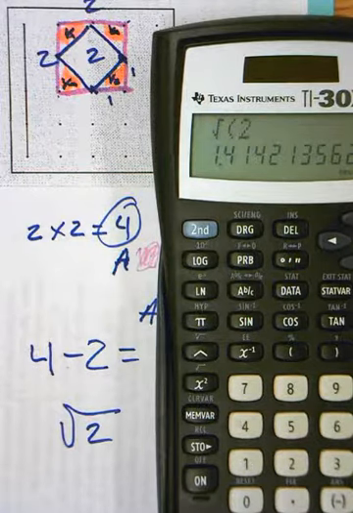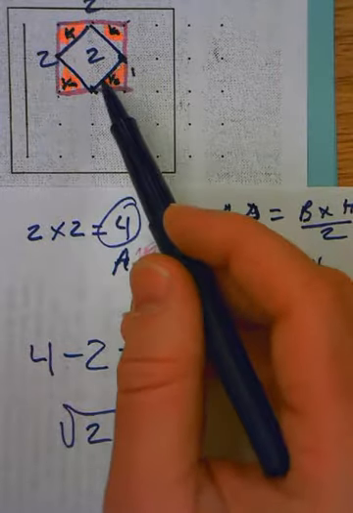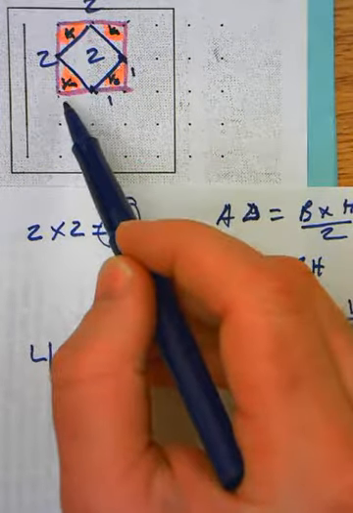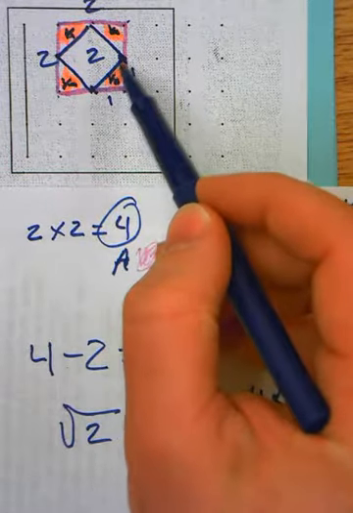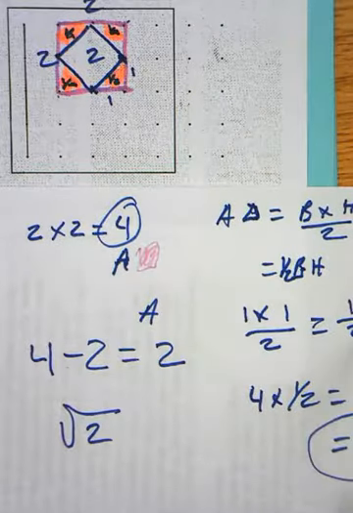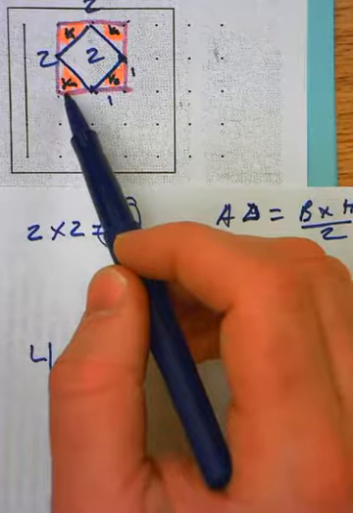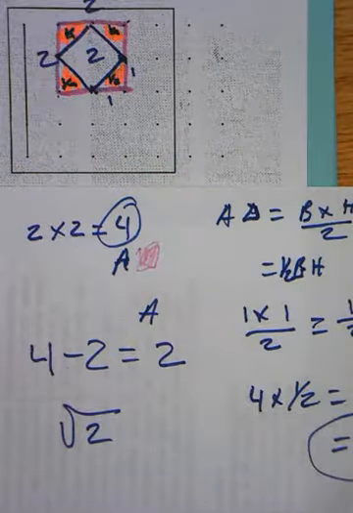So, to review our process, to find the segment length, we create the square. We enclose the square in a larger square. We find the area of the larger square, 4. We find the area of the individual triangles, 1/2. We multiply that 1/2 times the number of triangles enclosed in the square. 4 times 1/2, 4 divided by 2 is 2.